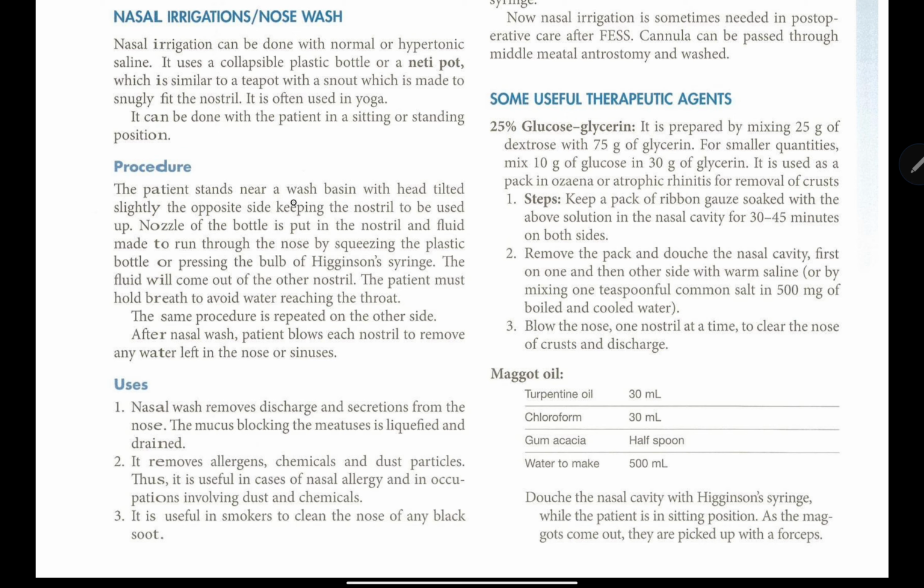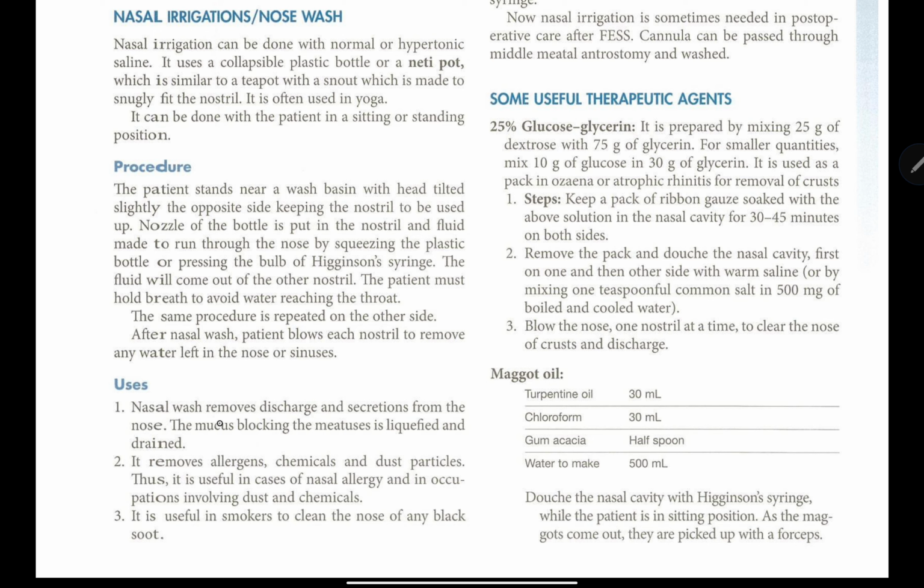Procedure: the patient stands near a wash basin with the head tilted slightly to the opposite side, keeping the nostril to be used lower. The nozzle of the bottle is put in the nostril and fluid is made to run through the nose by squeezing the plastic bottle or pressing the bulb of Higginson's syringe. The fluid will come out of the other nostril. The patient must hold the breath to avoid water reaching the throat. The same procedure is repeated on the other side. After the nasal wash, the patient blows each nostril to remove any water left in the nose or sinuses.